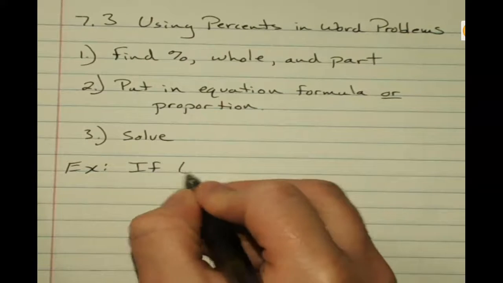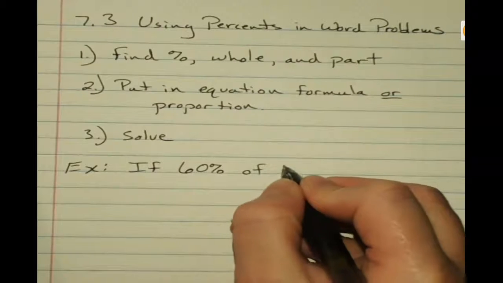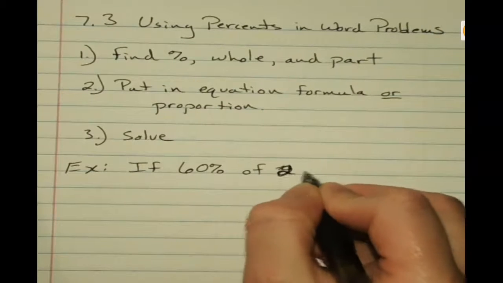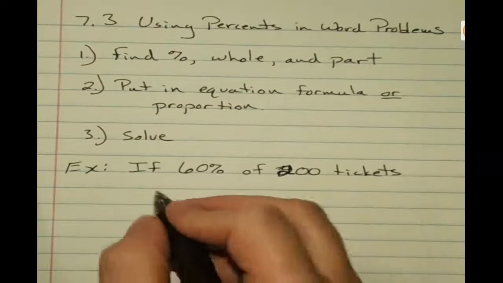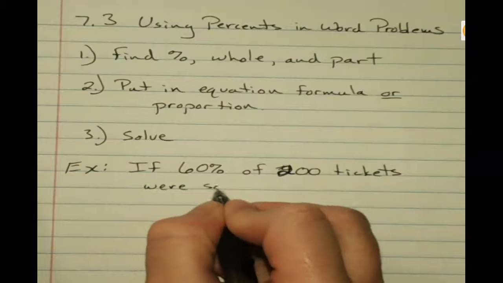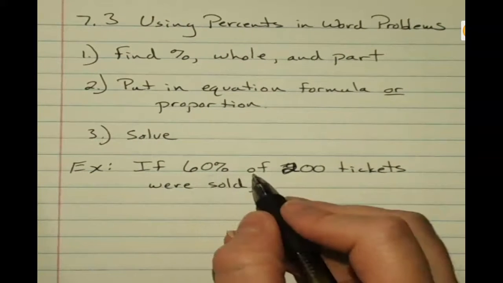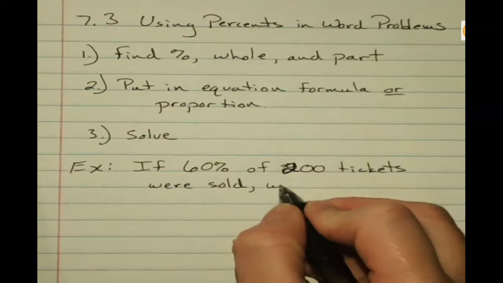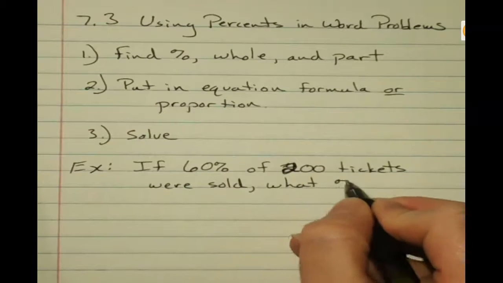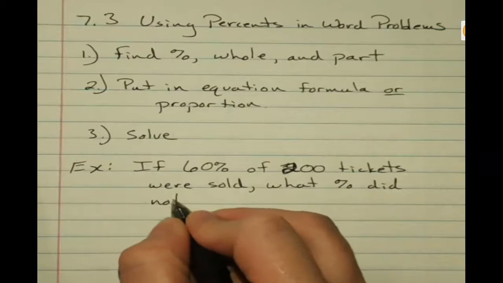Write this down. If 60% of 200, that's 200 tickets, I'm going to be all over the place today. Feels like a Friday. Tickets were sold. If 60% of 200 tickets were sold, what percent did not sell?